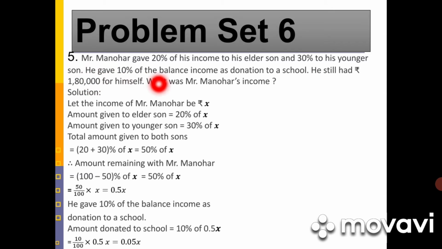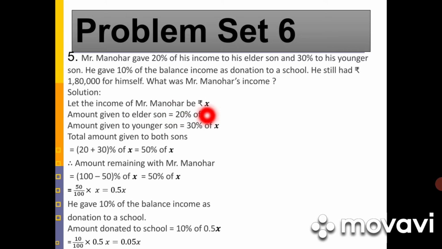Question 5. Mr. Manohar gave 20% of his income to his elder son and 30% to his younger son. He gave 10% of the balance income as donation to a school. He still had rupees 1,80,000 for himself. What was Mr. Manohar's income?